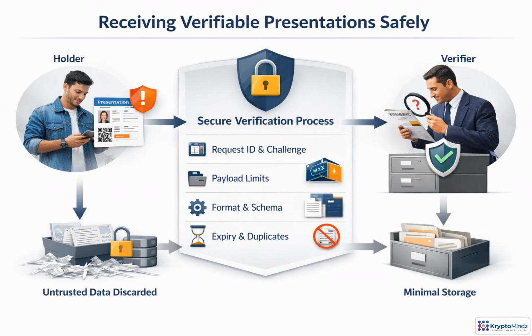When a holder submits a verifiable presentation, treat it like any other untrusted input. Start by binding it to an active request. The request ID and challenge must match exactly. Then enforce limits on content type, size, format, and schema before deeper processing. Reject anything expired, duplicated, malformed, or unexpected. Only after proof verification succeeds should claims influence decisions. Even then, store only the minimum data needed to reduce privacy, compliance, and breach impact.